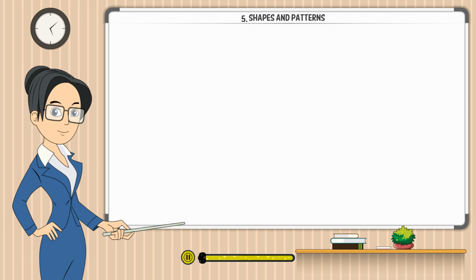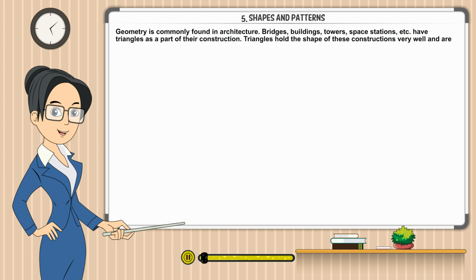Chapter 5. Shapes and Patterns. Geometry is commonly found in architecture. Bridges, buildings, towers, space stations, etc. have triangles as a part of their construction. Triangles hold the shape of these constructions very well and are fixed.